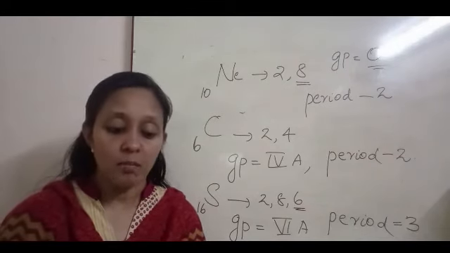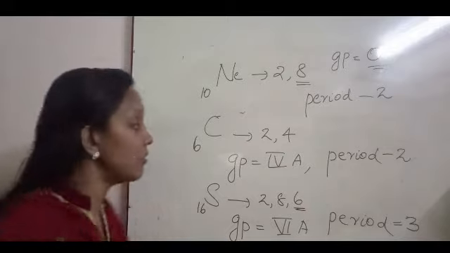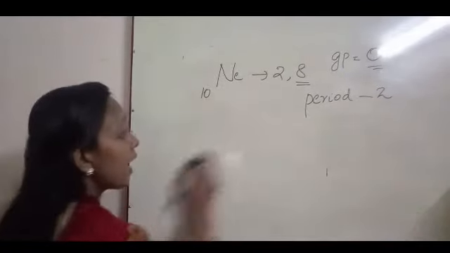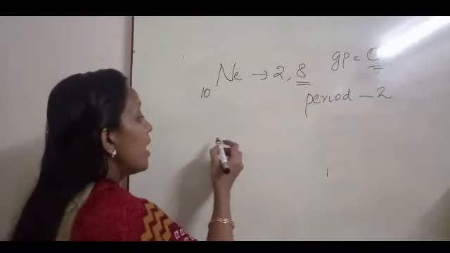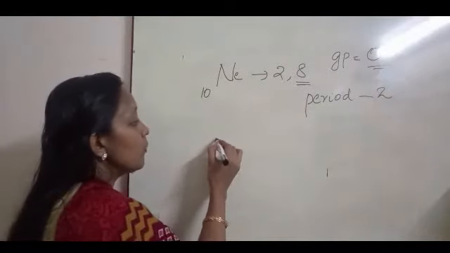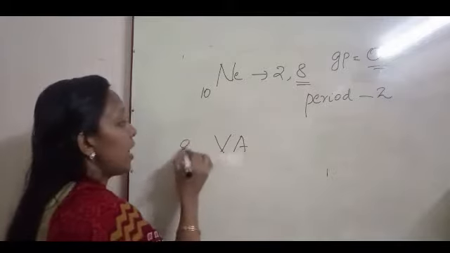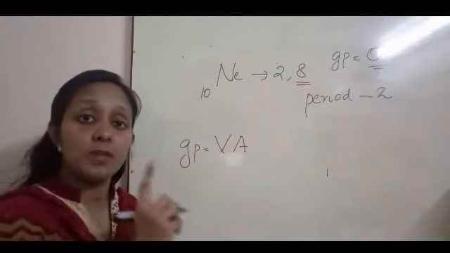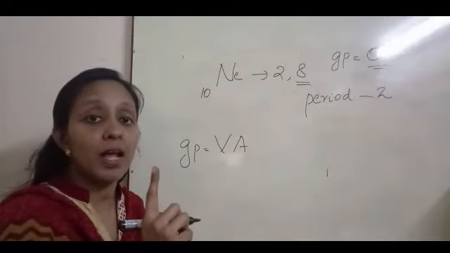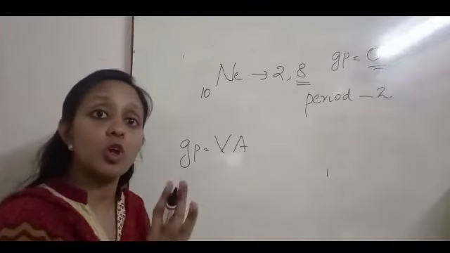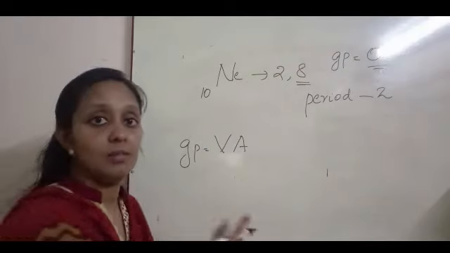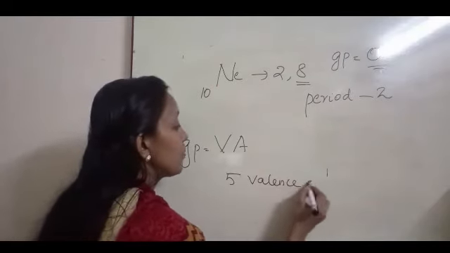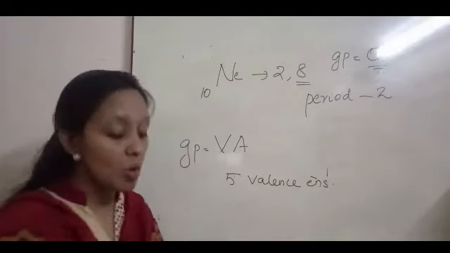An element belongs to group 5A. Listen very carefully. An element belongs to group number 5A. From this, what information do you get, children? If it is a member of group 5A, there will be 5 electrons in its valence shell. Okay, 5 valence electrons will be present in its outermost shell.